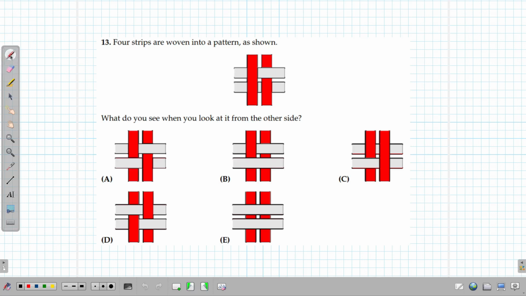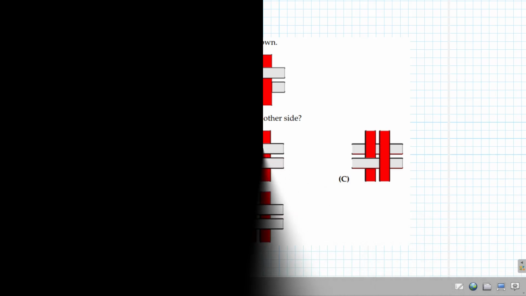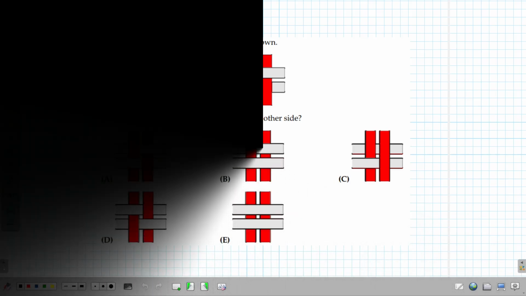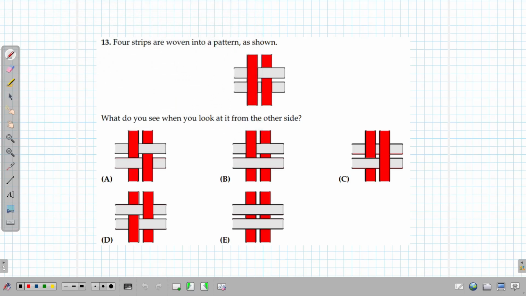Okay guys, so we are starting from question number 13, and the question says, 4 strips are woven into a pattern as shown. What do you see when you look at it from the other side? I would urge you guys to pause this video now and give it a try. Now let's solve it together.